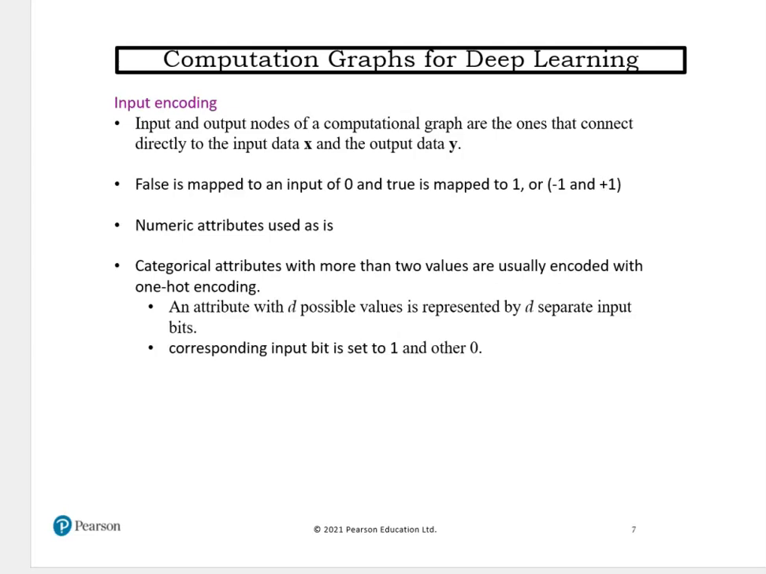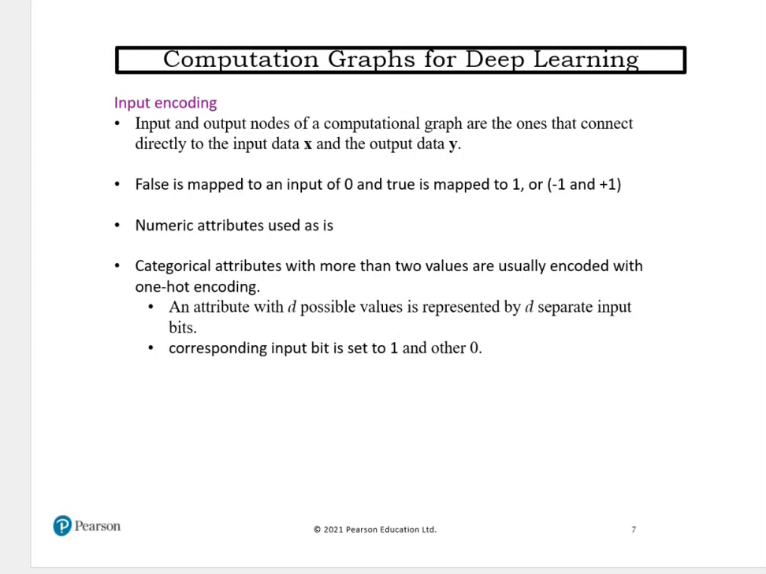So the input and output nodes of the computational graph are the ones directly connected to the input data X and the output data Y. The encoding of input data is usually straightforward, at least for the case of factored data where each training example contains values for a number of attributes. Let's call it n. Now, if the attributes are Boolean, then we have n input nodes, usually 0 and 1. So 0 is false and 1 is true. Sometimes we use negative 1 to 1.